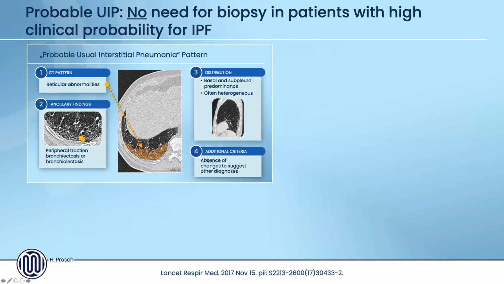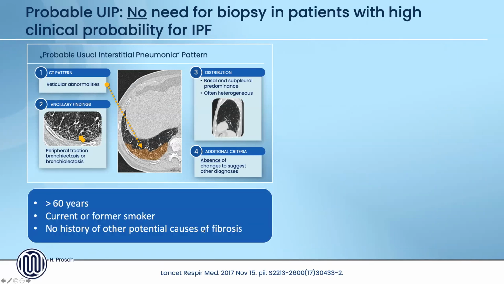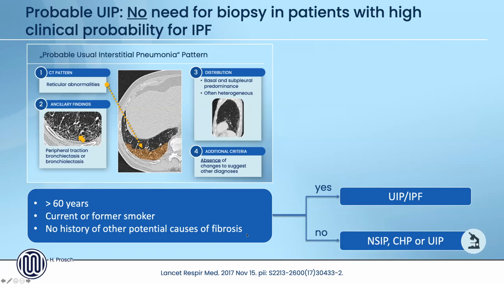So that's why these guidelines from the Fleischner Society state that if you see this probable UIP pattern, again, reticular abnormalities in a basal predominance associated with traction bronchiectasis, the patient is older than 60, a current or former smoker, because these are the risk factors for idiopathic pulmonary fibrosis, and no history of other potential causes of fibrosis, meaning no systemic disease, then you can diagnose this UIP pattern without a biopsy. In all the other cases, you should go for a biopsy. So this should answer the question some of you had before, how to run the differential diagnosis here.